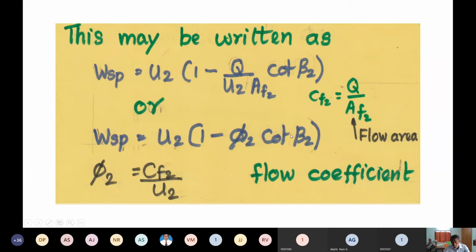So maybe I'll be able to plot specific work as a function of discharge from this curve for different beta 2, especially for beta 2 equal to 90 degrees, beta 2 less than 90, or beta 2 greater than 90. All these configurations we can plot as a graph of specific work versus the discharge. Okay.